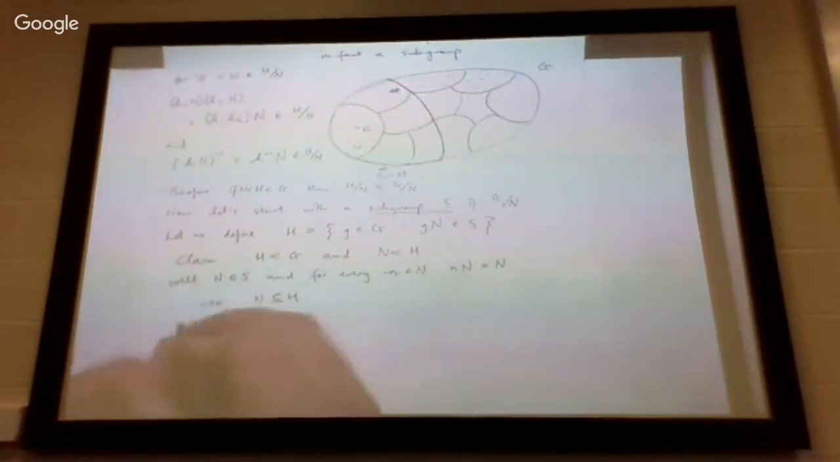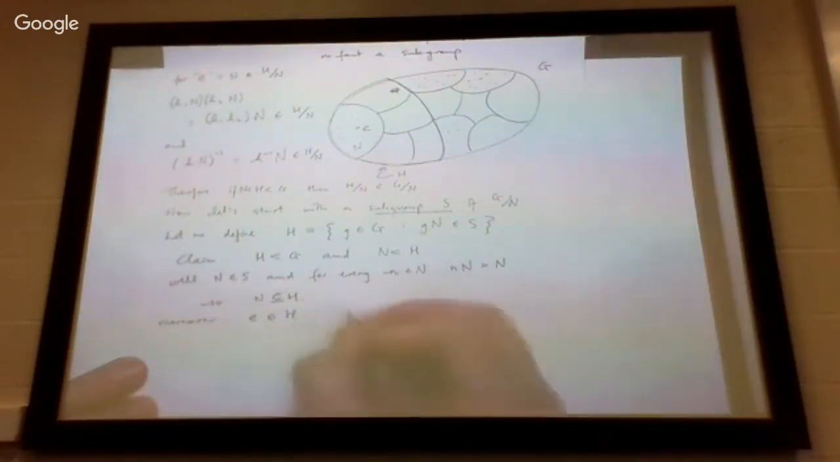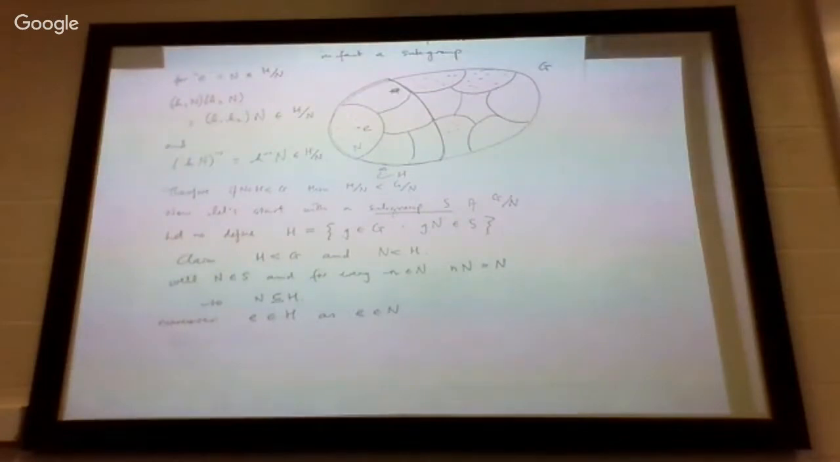Yeah, and moreover, E is definitely in H, as E is an element of N. We've just seen all of N as a subset of H. So H does contain the identity element. Now we just have to show that it's closed.